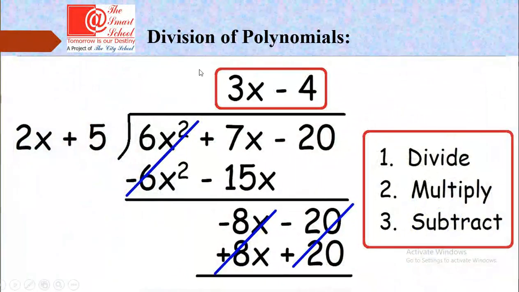Now another example, we are dividing 6x square plus 7x minus 20 by 2x plus 5. So this is the divisor and this is the dividend. So we have taken 2x, by which number do we multiply to get 6x square, so obviously by 3x. So it will be 6x square and 15x when we multiply 5 by 3x. When we subtract, there is nothing left and it is minus 8x.